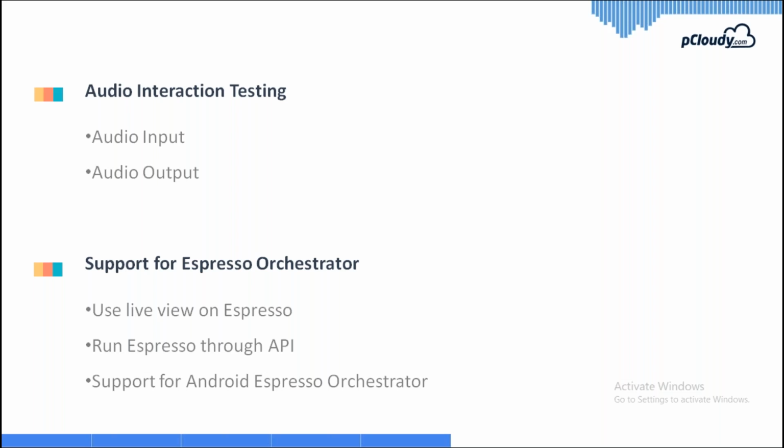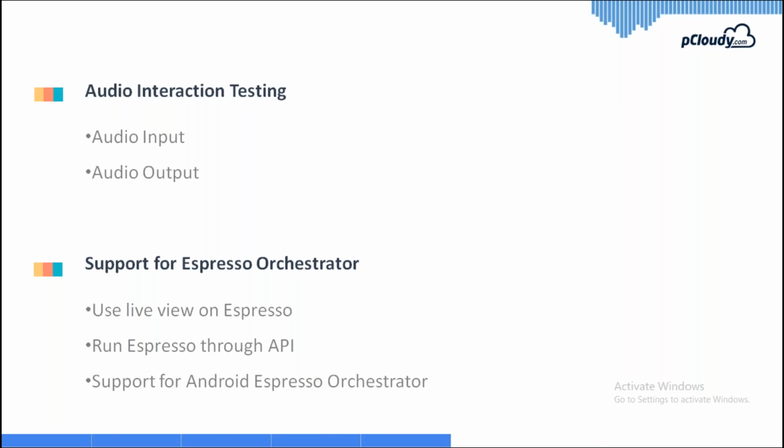As I mentioned, you can run Espresso through APIs, so if you want to integrate it with your Jenkins or something, you can do that. And lastly, we also have the support for the Android Espresso orchestrator, as I mentioned here.